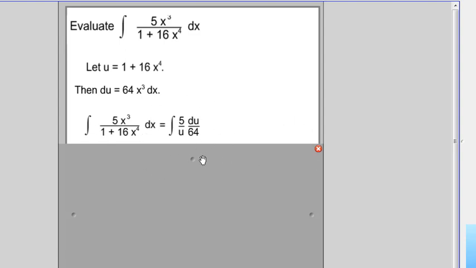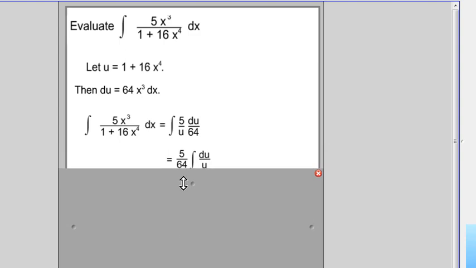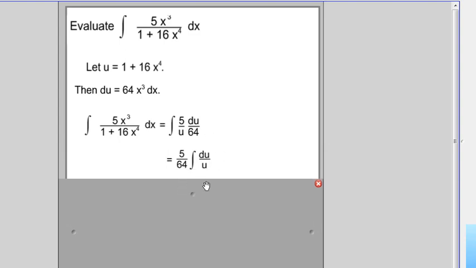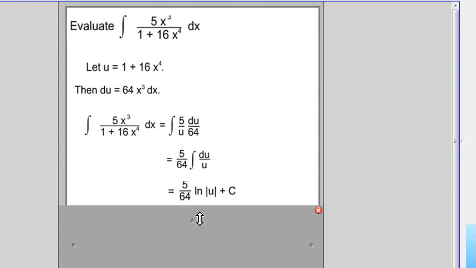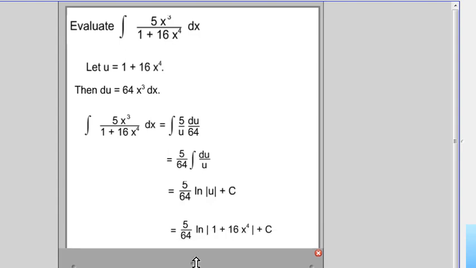Taking the constants outside, the 5 over 64 outside, what we get is a simple integral that we know how to solve, because the integral of 1 over u is just the natural log of u. And now we just need to replace u by its original value in terms of x, that was 1 plus 16x to the 4. Quite simple.